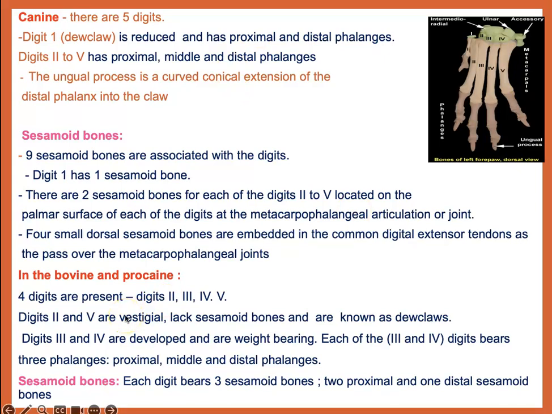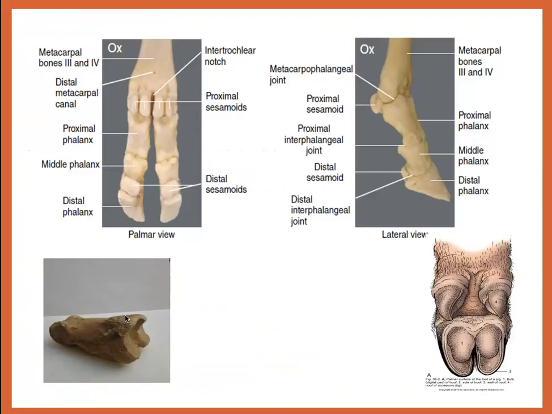Bovine and pig, right, they have 4 digits. But you can see that the main ones would be number 3 and number 4, but the dewclaw vestigial ones would be number 2 and number 5. Also, there are proximal, middle and distal phalanges, similar to the equine, and also sesamoid bones, similar to the equine, 2 proximal and 1 distal sesamoid bone.